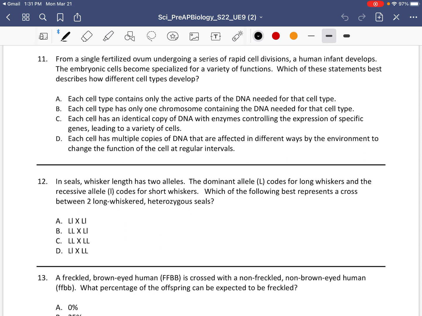Question 12. In seals, whisker length has 2 alleles. The dominant allele, capital L, codes for long whiskers, and the recessive allele, lowercase l, codes for short whiskers.